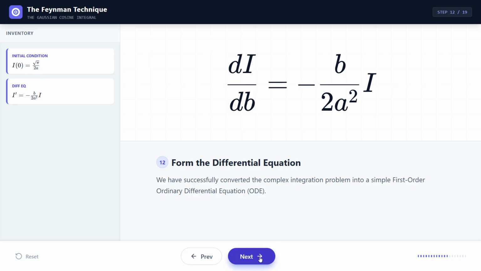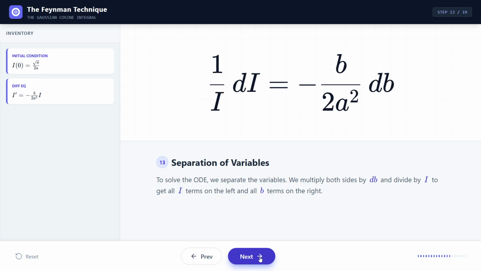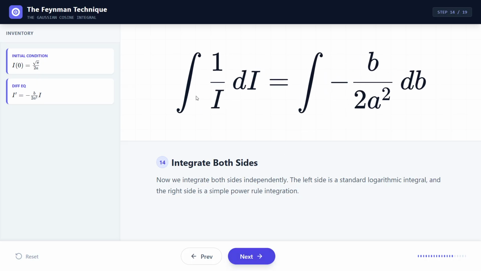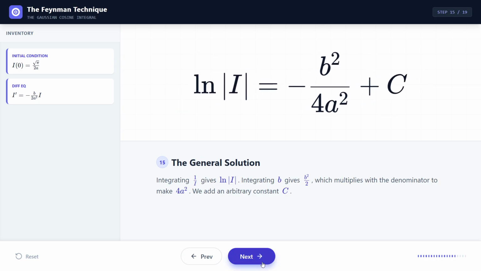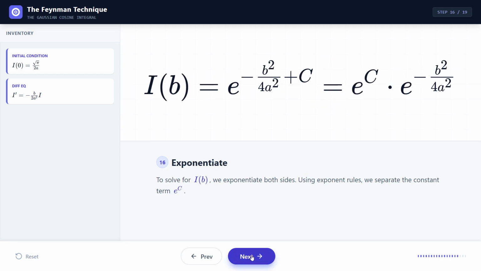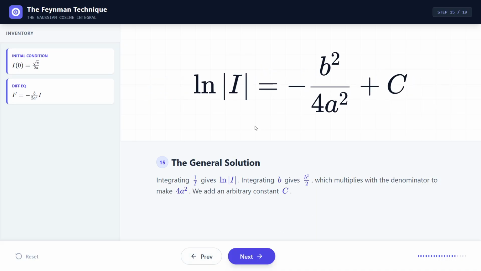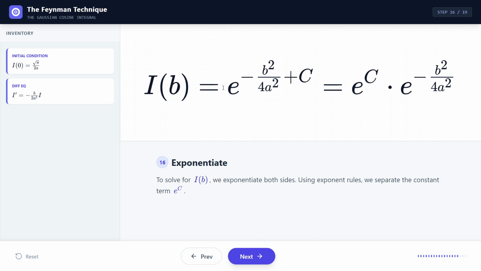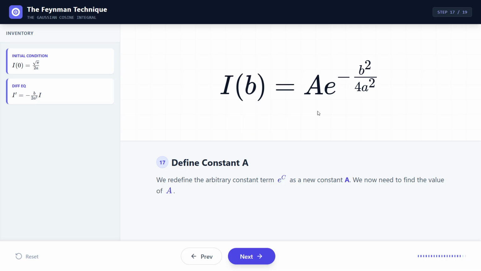This is separable, so let's separate it. We put all our I variables on one side and all our b's and db's on the other side. And we have this, and these are simple integrals to compute. So we have integral this equals integral this. So natural log of I is equal to this. We exponentiate both sides to get this, and then we'll treat e to the c as its own constant a.